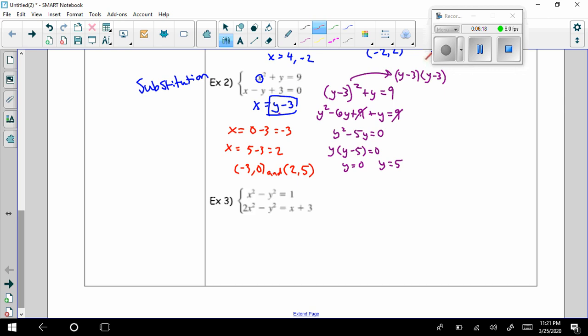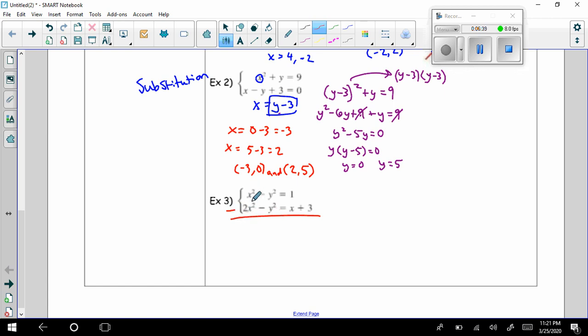But again, just emphasizing that you can use regular elimination with this as well. So again, this one's already kind of lined up to do that. We have x squared, we have y squared, so you can eliminate either. The y squareds are already the same, so I'm just going to subtract down.